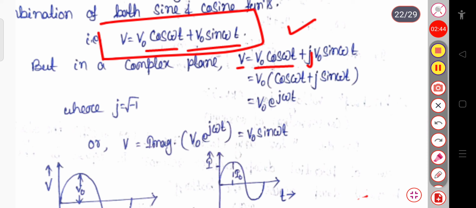j V naught sin omega t, and if we take common V naught, then this will be simply cos omega t plus j sin omega t, or this cos omega t plus j sin omega t, this is nothing but exponential j omega t.